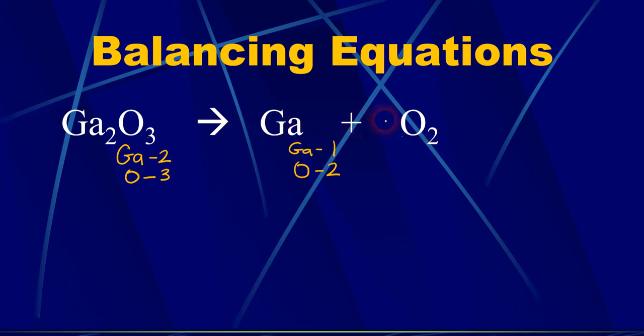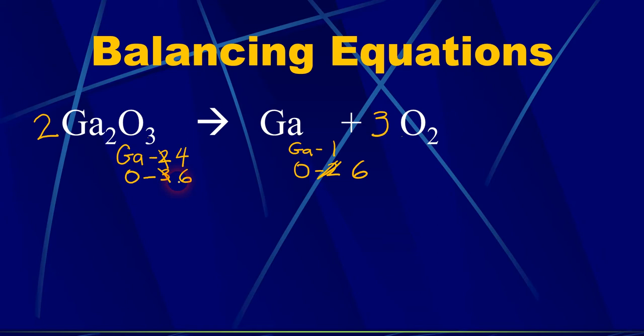So that's what I'm going to do. I'm going to multiply the right side by 3, putting a coefficient out in front. And that multiplies whatever it's in front of by that coefficient. So 3 times 2 is 6 now. And I'm going to put a 2 over here in front of gallium oxide. That multiplies the oxygen by 2, so we have 6. But notice that also multiplies the gallium by 2. So I don't have 2 anymore. I have 2 times 2, which is 4.